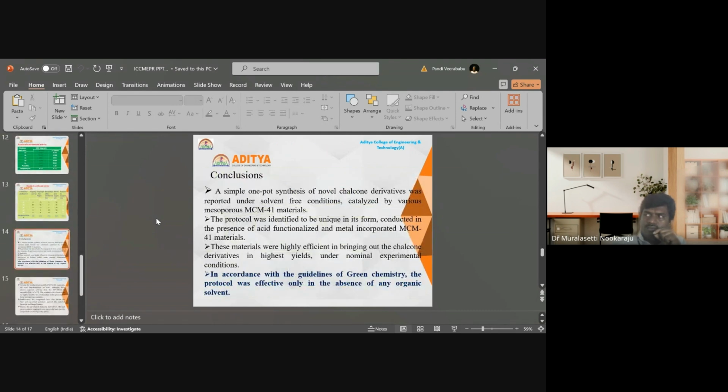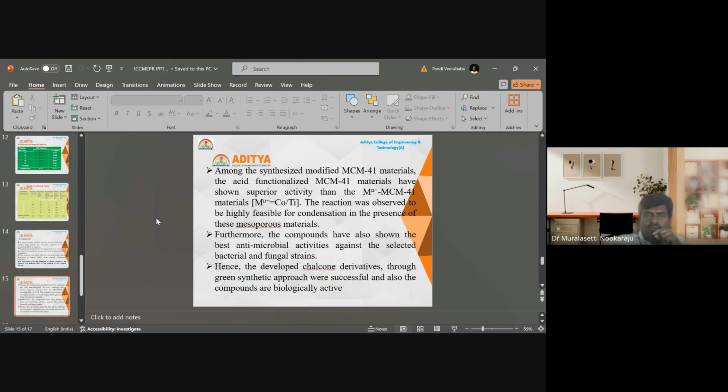And in order to conclude, we have a one-pot synthesis route for the chalcone derivatives under solvent-free conditions, which is unique in its form. These materials are highly efficient in producing chalcone derivatives in high yields under normal experimental conditions. This is a green route, a very effective protocol for the synthesis. And among these, the phosphosulfonic acid material is more effective for the catalytic conversion under room temperature, solvent-free conditions.